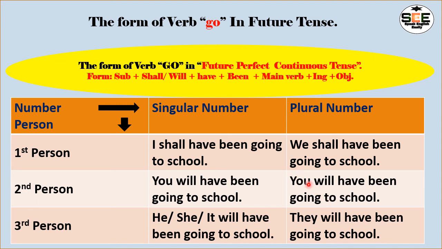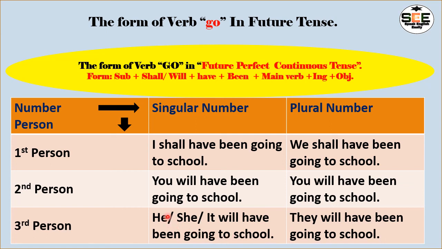Here you is the subject, will is the future tense indicator, and have is the helping verb, been is the be verb past participle form, and go is the main verb, ing is the continuous form as per the rule, and to school is the object. That means you will have been going to school. Now this is the last one, third person singular number: he, she, it will have been going to school.